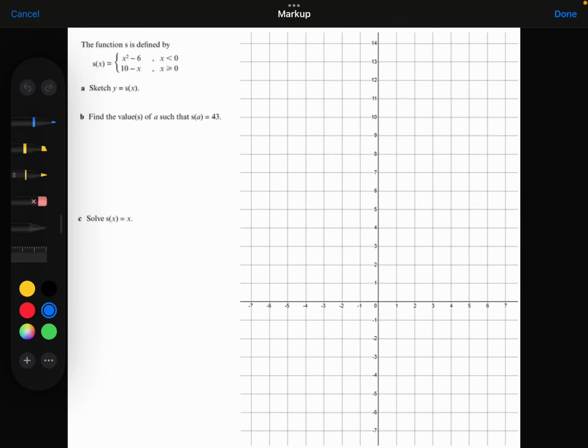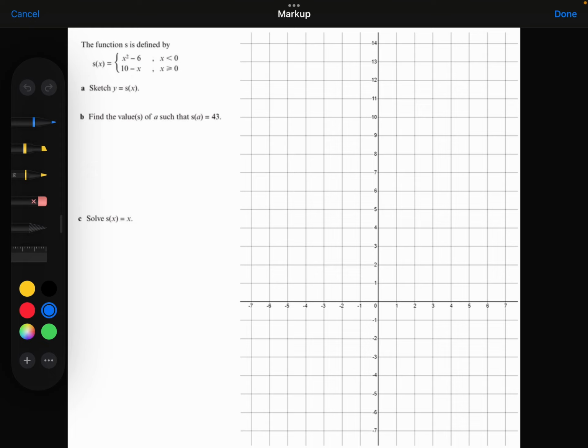The function s is defined by s of x is equal to x squared minus 6, where x is less than 0, and 10 minus x, where x is greater than or equal to 0. And we need to sketch that. So let's sketch the quadratic first of all, x squared minus 6.